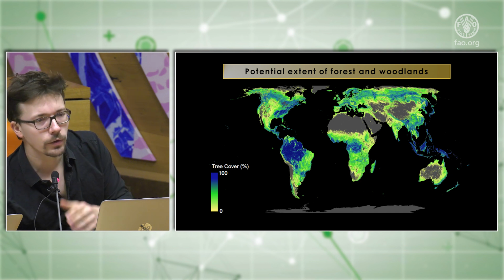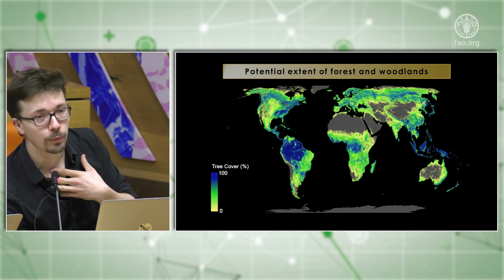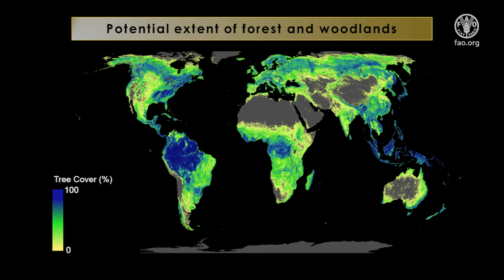So what we tried to do in order to get a realistic picture of what can be achieved through restoration is that we took that first map and we removed area where we know that we cannot do easily restoration. So we removed all area where we had croplands, all areas where we had urban settlements, and we also removed, of course, existing forest. And this is the result that you get.